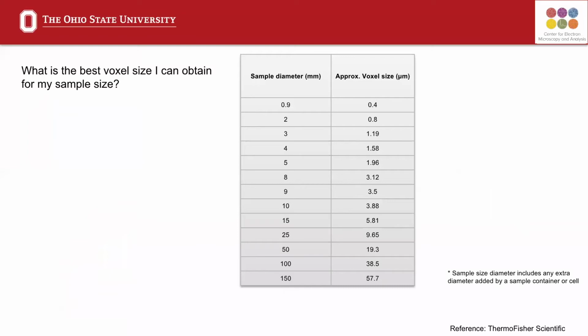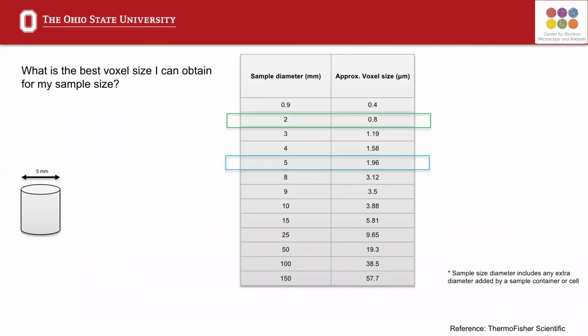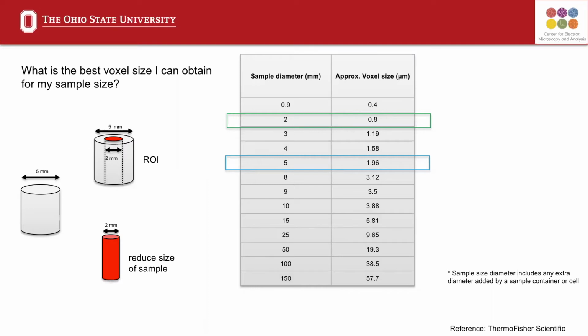This table gives you an estimate of the voxel sizes you can achieve with different sample sizes. If you have a 5 millimeter diameter sample, it would be possible to get a tomogram with a 2 micron voxel size. However, if you decide you actually need an 800 nanometer voxel size to resolve your features of interest, you would have to think about either performing a region of interest scan, so instead of imaging your whole sample, you would just zoom in and image the center. Or, if you didn't like the idea of a region of interest scan, you would have to think about physically reducing the size of your sample to get a smaller voxel size.